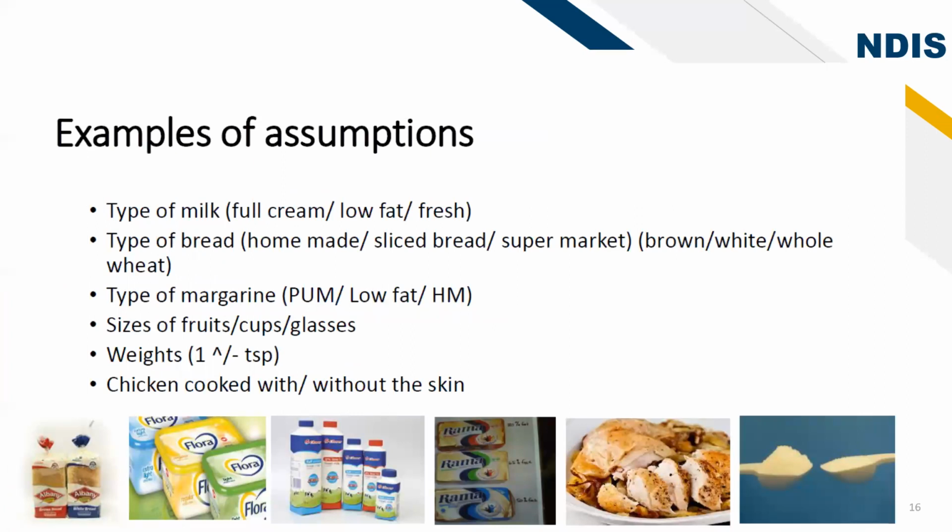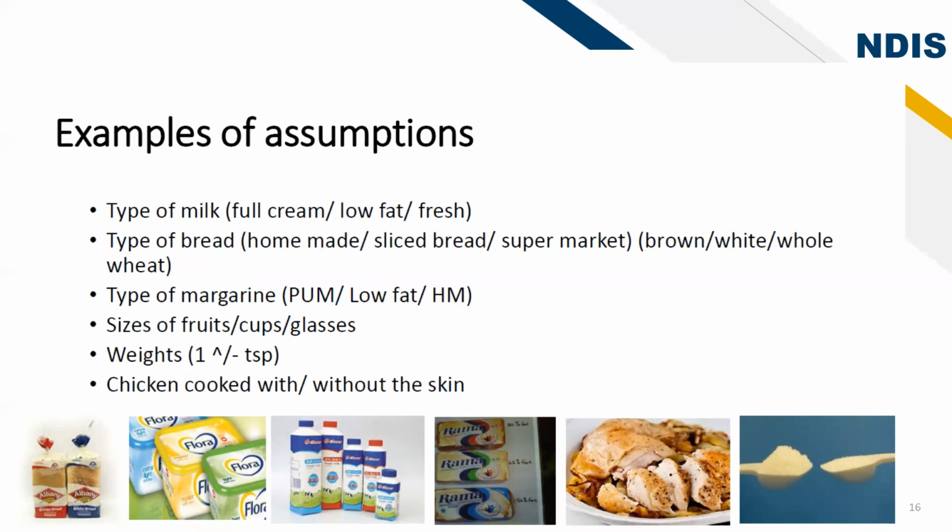Examples of the assumptions: we spoke about the milk. If it's a combined dish, like lasagna, and you don't know what type of milk was in it, or the type of bread that was used in the sandwich, you know, brown bread, but was it homemade or was it store-bought? Those are also assumptions that we can make. And then the type of margarine, it is difficult to determine if it is a sandwich that was not prepared by the participant themselves.